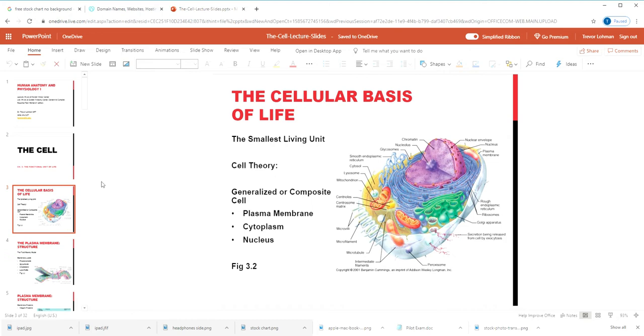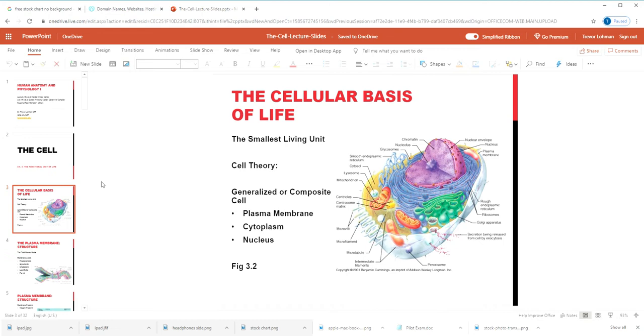And this photo here is just an artist's interpretation of a cell. There isn't necessarily a cell that looks just like this. This is just sort of the generalized cell. It shows all the parts that most cells have. So let's take a look at the 3 regions of this generalized cell. The first is the plasma membrane, then we have the cytoplasm and the nucleus.